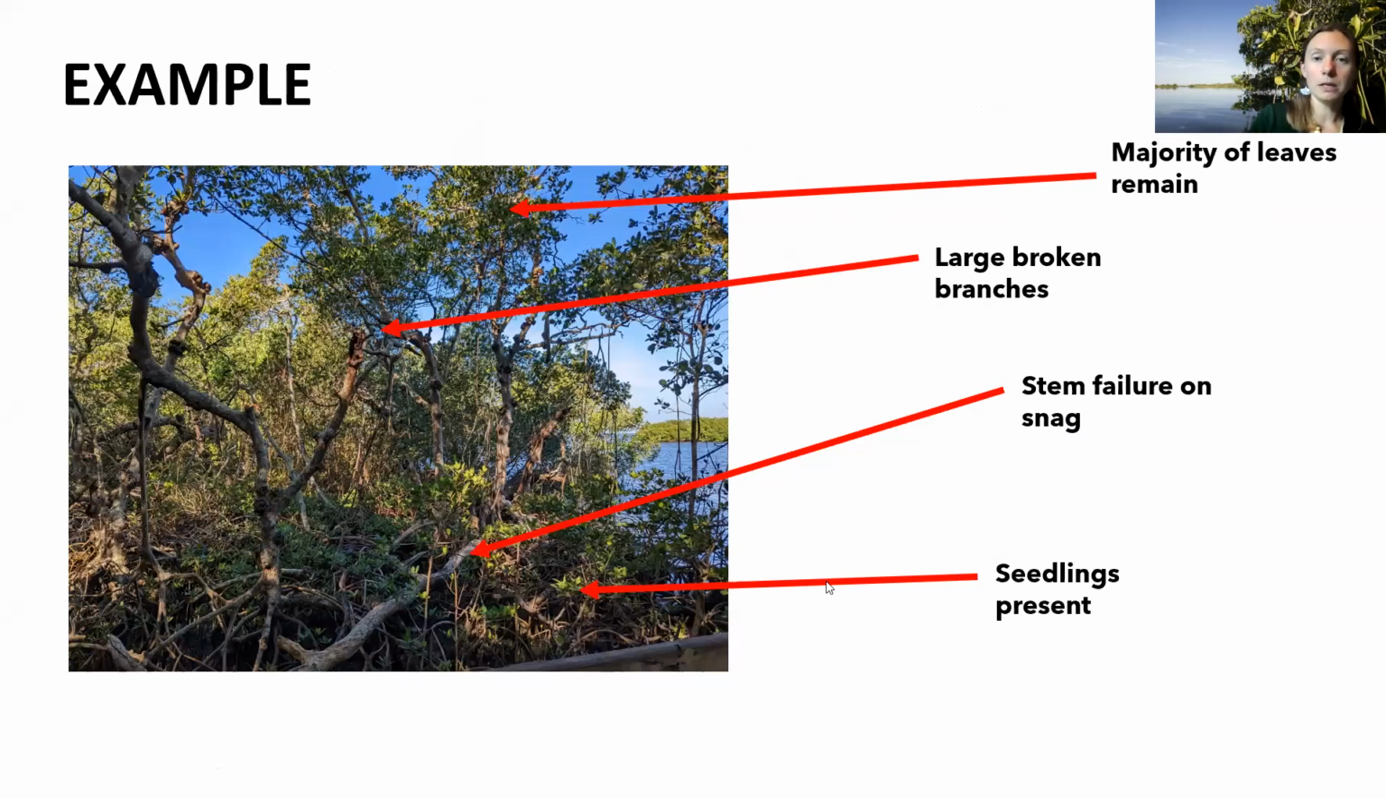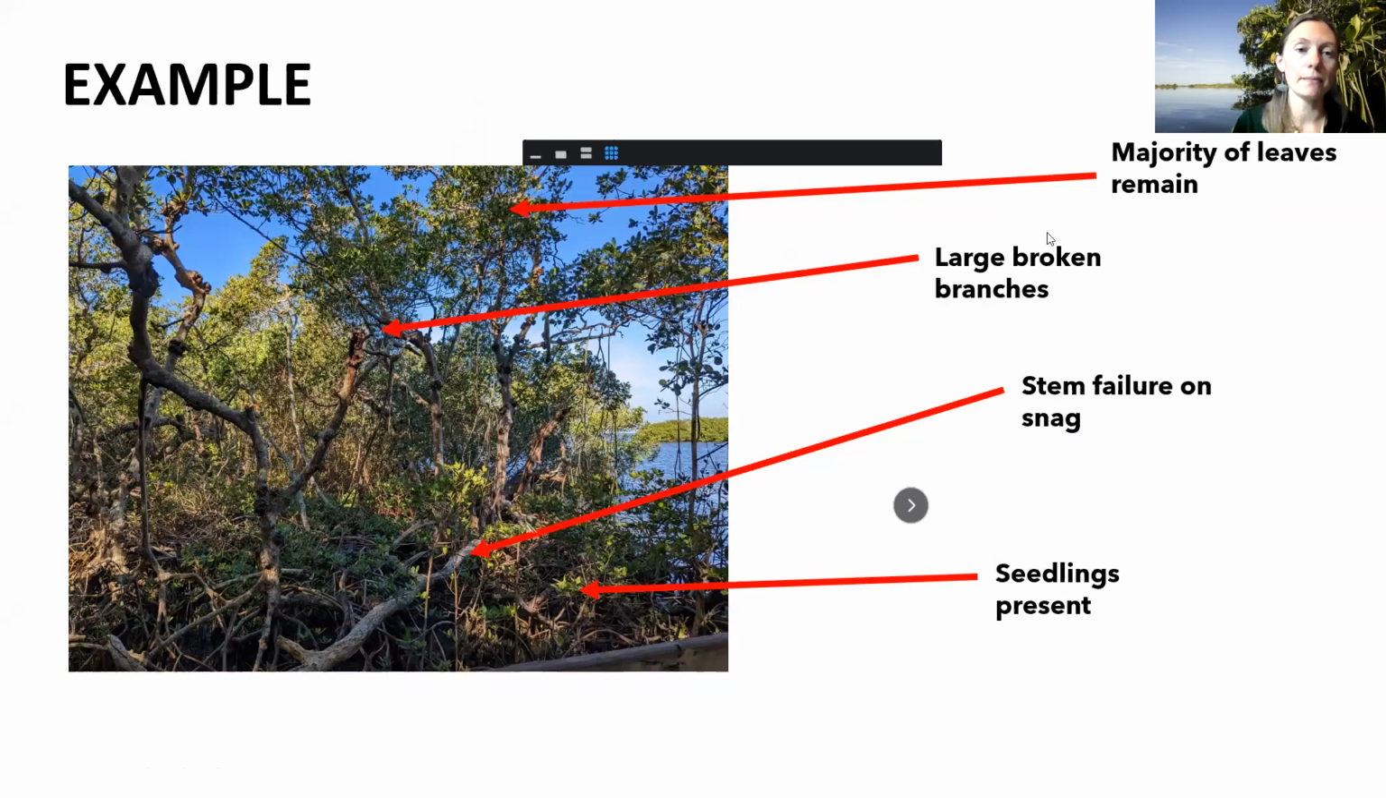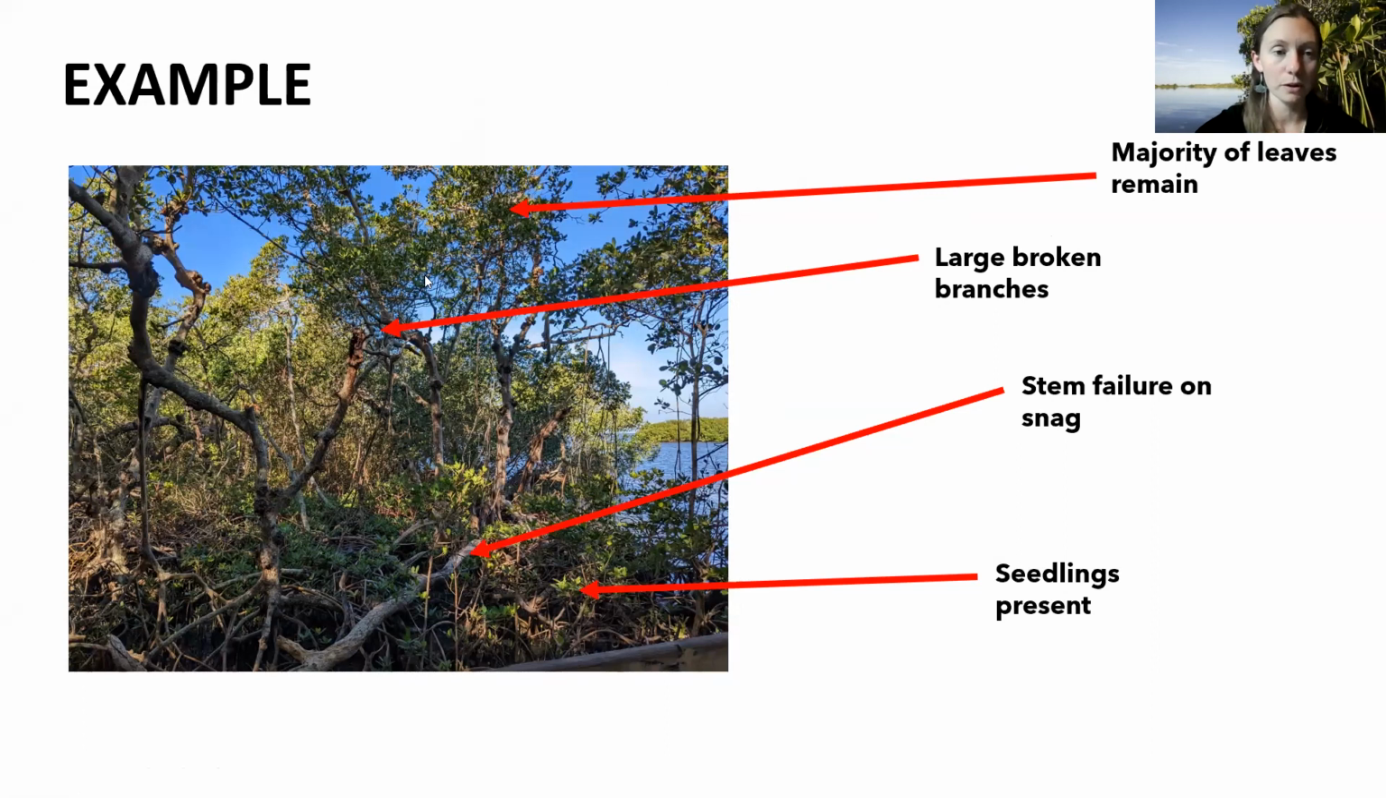So here's an example. And I just want to show you some real life examples. So this is taken from right here in Manatee County. This is Emerson Point Preserve. And this is after the storm. You can see that the majority of the leaves are remaining. So we have minor, if any, defoliation. We do have some large broken branches. There was a stem failure, but if you look really closely at that stem, that trunk that's laying on the ground, it was obviously a dead tree, a snag prior to the storm event. So you do have stem failure, but it's a snag.